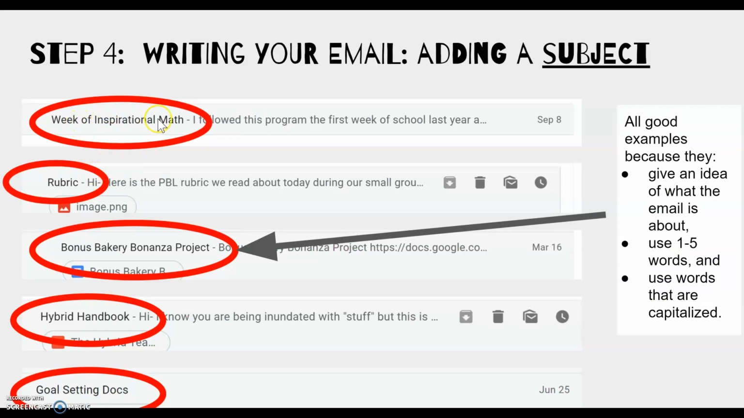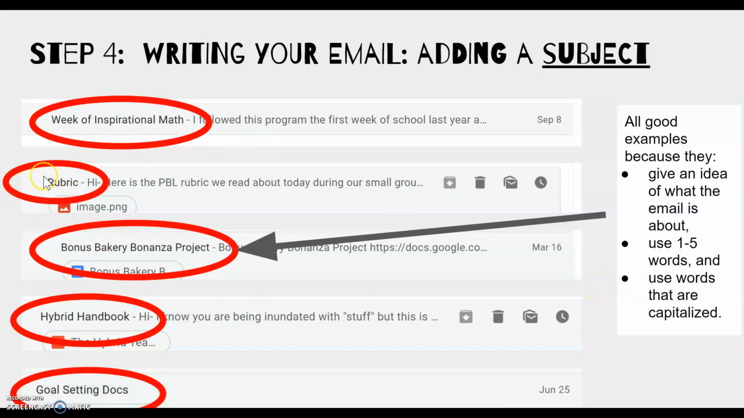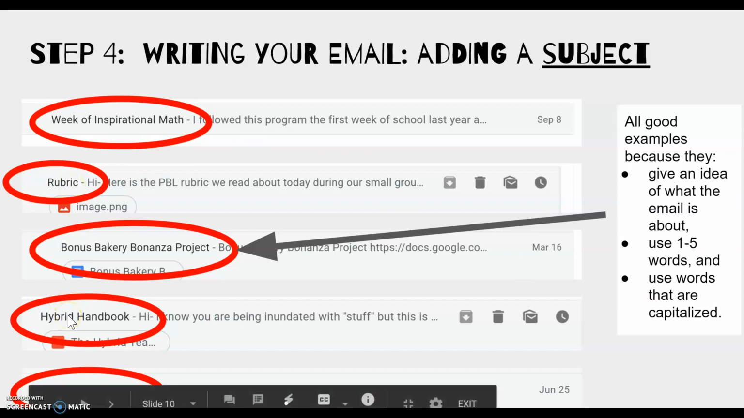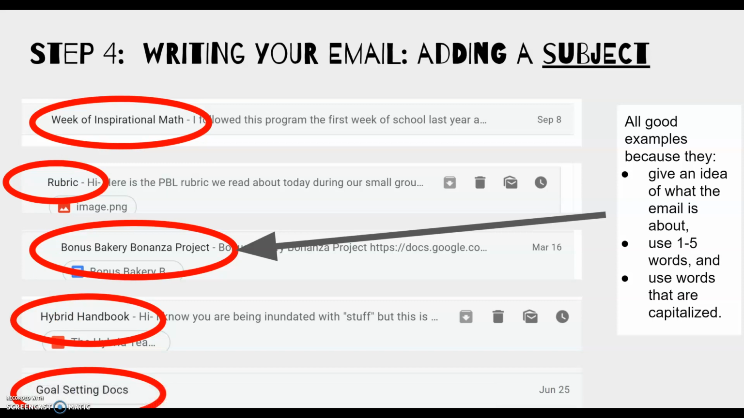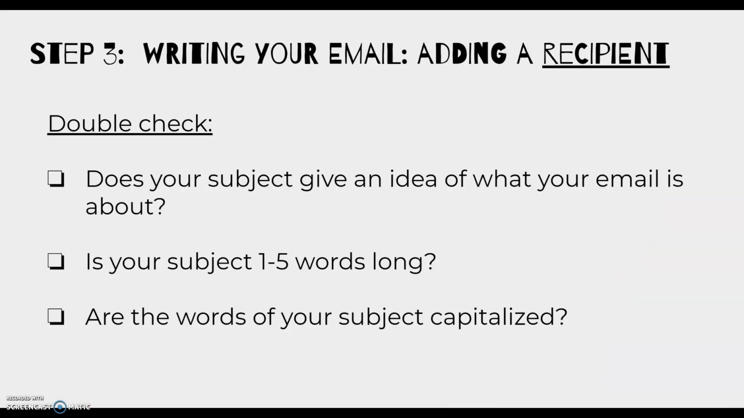So here are a few examples in my email right now. Notice this one's 4 words long, and the important words are capitalized. 1 word, 4 words, 2 words, 3 words. That means when I read this email, I know it's going to have a rubric in it. When I read this email, it's going to have a hybrid handbook in it. These subjects are like a title for what my email is going to be about. So my subject for my email is, I did it, because I actually wrote a good subject. My subject will give you an idea of what my email is about. It's only 3 words long, so it's less than 5 words.